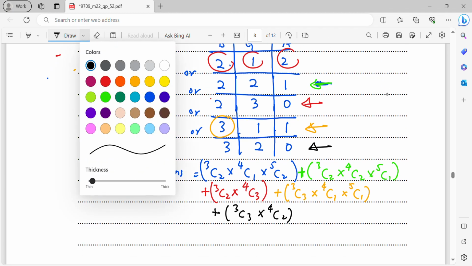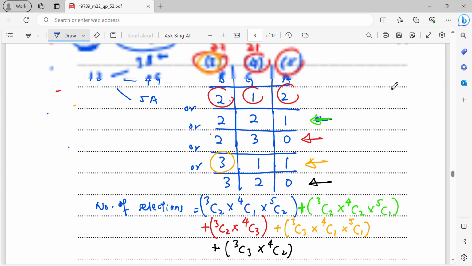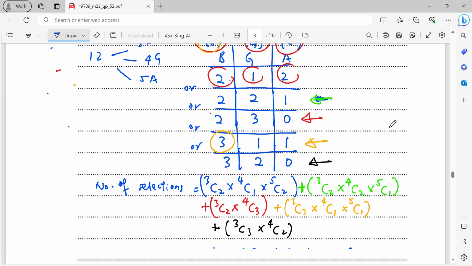So at last, you will be getting the total of, the first one is 120, second is 90, third is 12, fourth is 20, last one is 6. So at last you'll be getting 248. So this is how I solve this question. It's better to draw the table, then you can see clearly, right? And you will not miss out any of the possible selections.